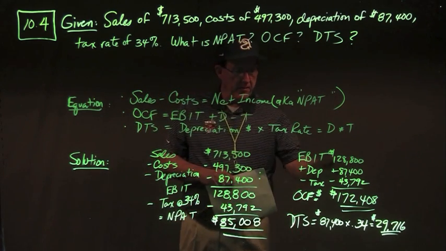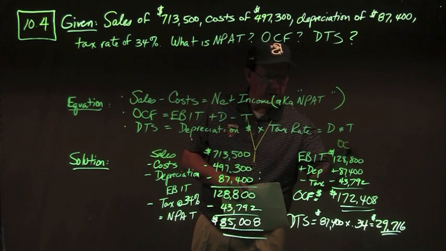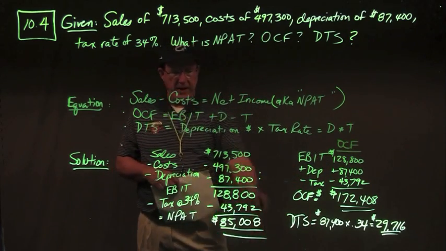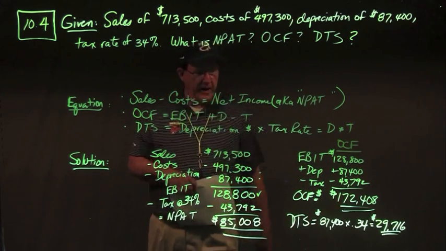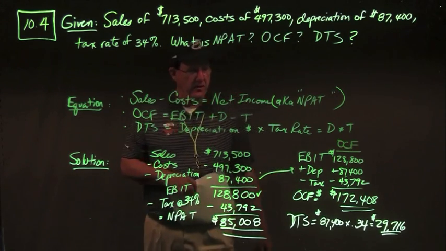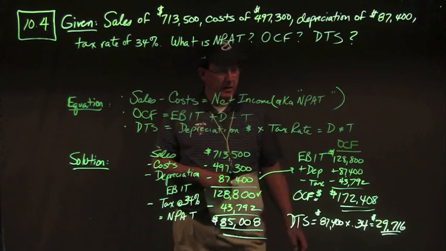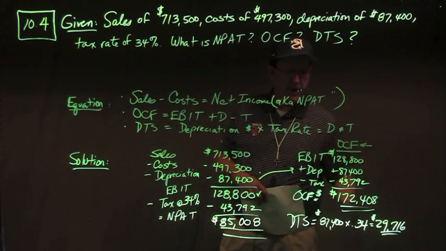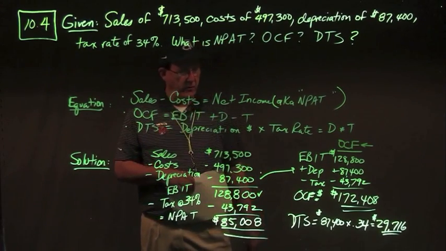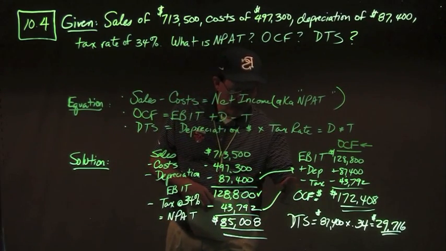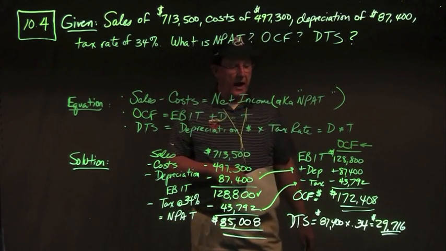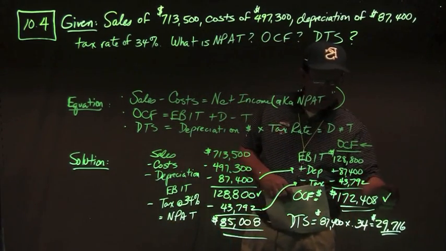Then I want to calculate my OCF. The OCF calculation is EBIT plus D minus T. So EBIT is right here, 128.8. I bring over my depreciation. I add it back because it's a non-cash expense, and I'm looking for cash. I'm looking for OCF, operating cash flow. So since I took it out, I must add it back, 87,400. And tax will be a cash item, so 43,792. I get an OCF of 172,408.